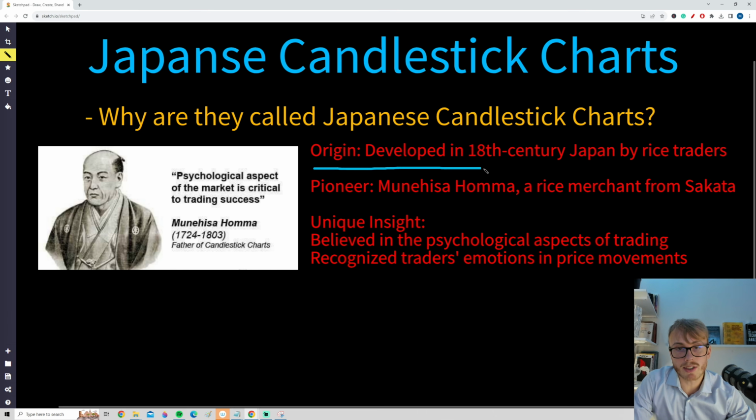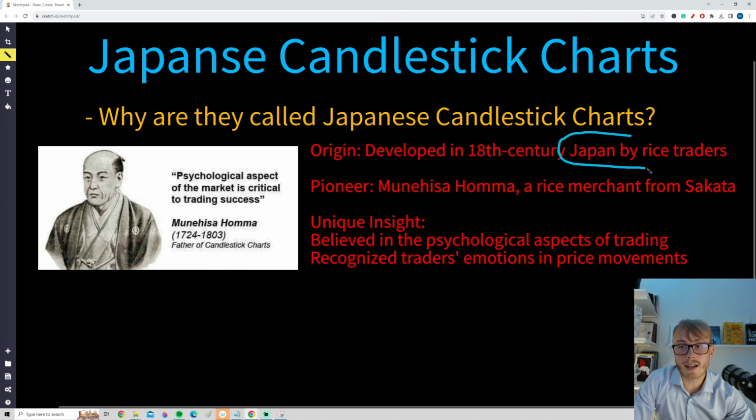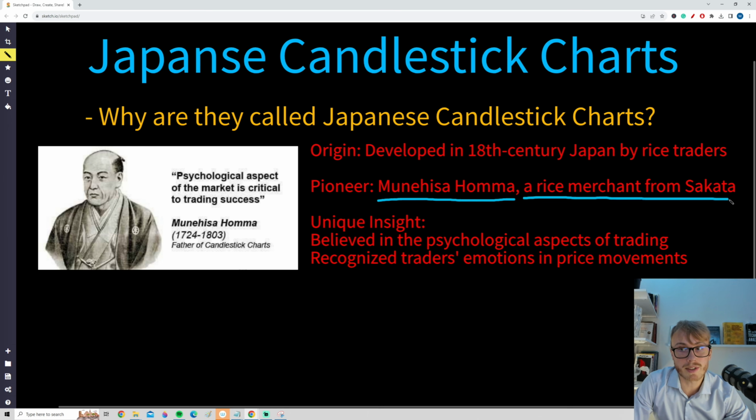So Japanese candlestick charts derive their name from their roots in Japan. They were developed hundreds of years ago, all the way back in the 18th century in Japan by rice traders. This rice market in Japan is often cited as one of the first futures markets in the whole world. One of the best rice traders and the pioneer of candlestick charts was Munehisa Homma, and he was a rice merchant from Sakata. Homma realized some very interesting things about the rice prices.